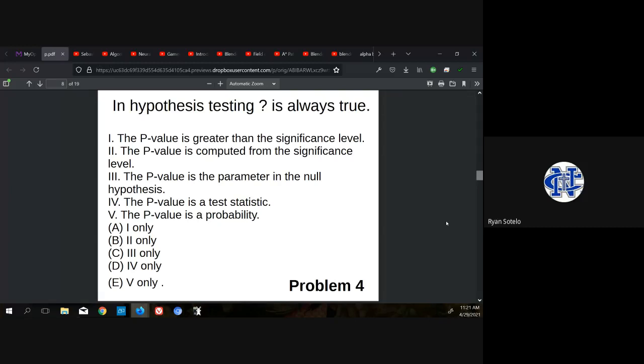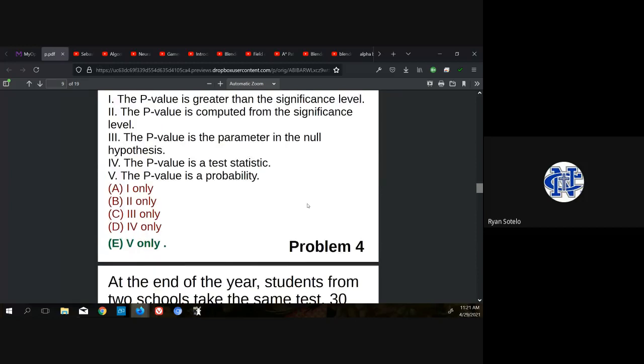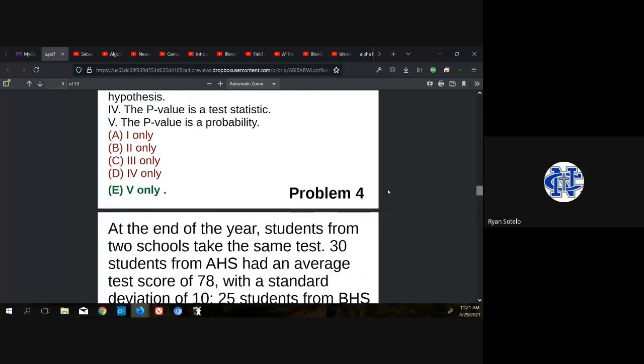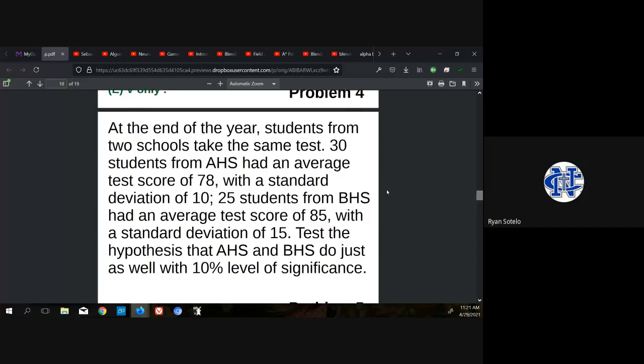Or is the p-value a probability? Yes, it's a probability. The z-score or the t-score is your test statistic. The p-value will be your probability. Okay, that's great.